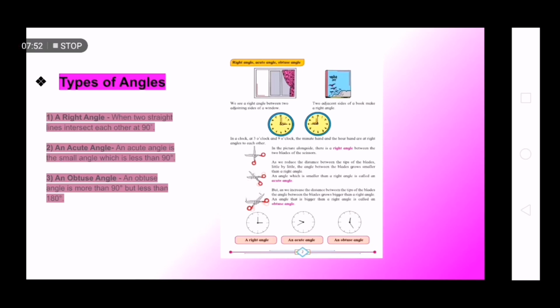Your own textbook or your notebook, if you are writing, is also a right angle.